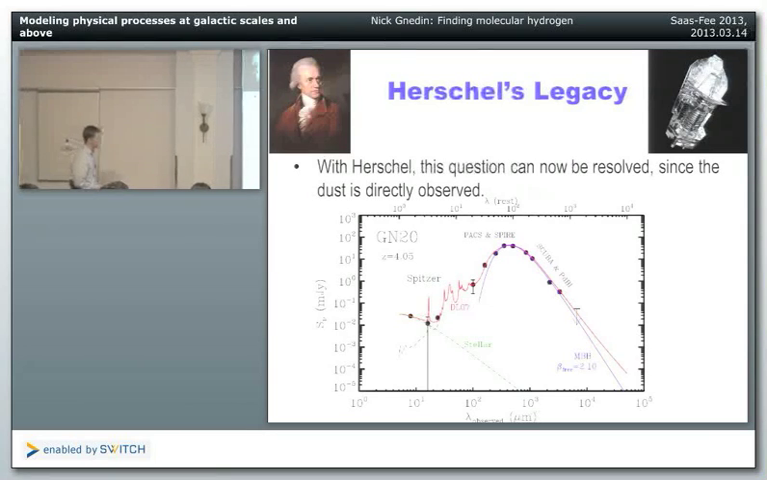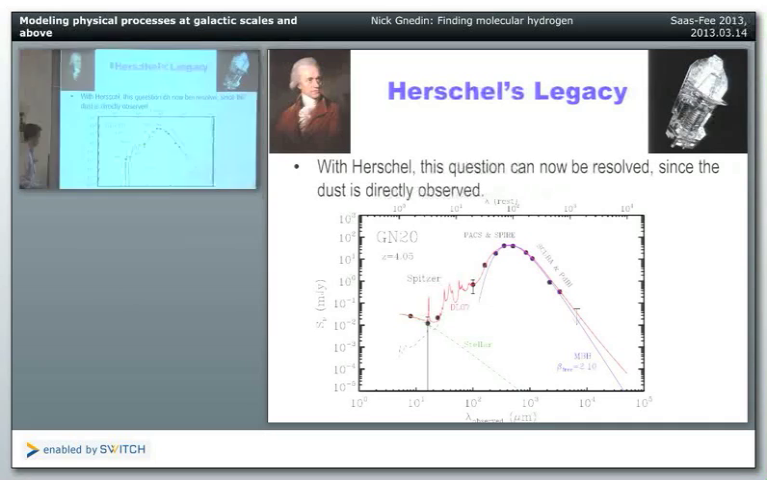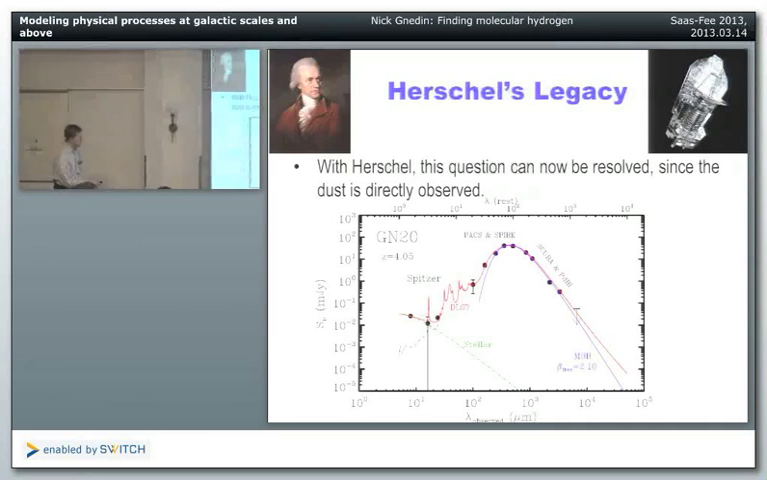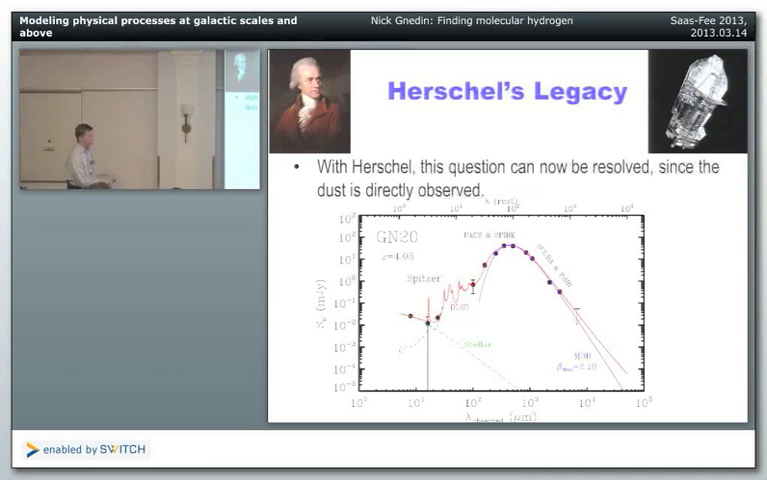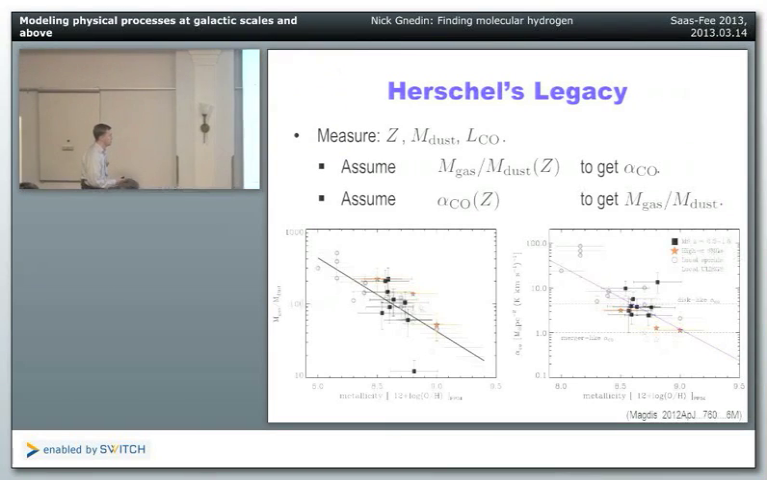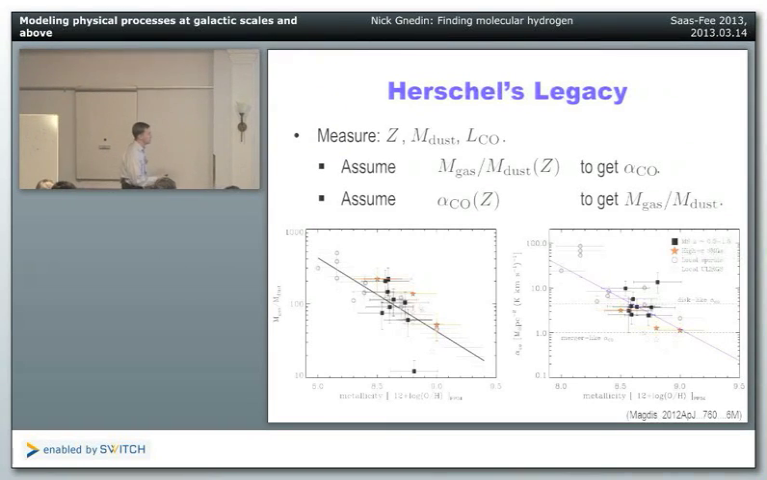So this is the spectrum of one of the galaxies, which was named after me for whatever reason. This peak is emission of dust. So by modeling the spectrum, you can actually measure directly how much dust you have. So what you do from this type of observation is you measure three things. You measure the metallicity of the galaxy, you measure the amount of dust.